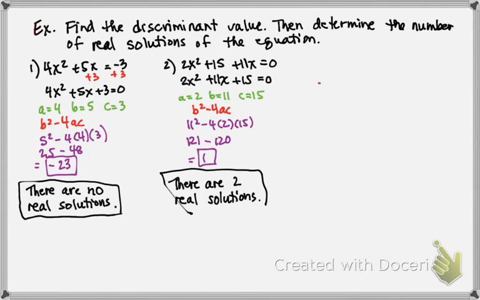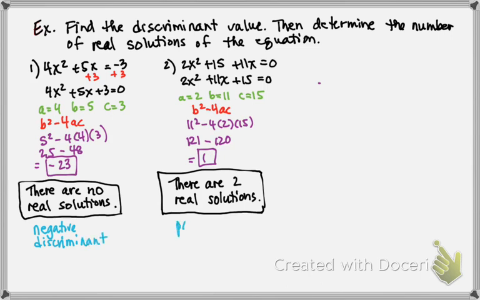So I'm going to just add an extra bit right here. So we have a negative discriminant. We have a positive discriminant.